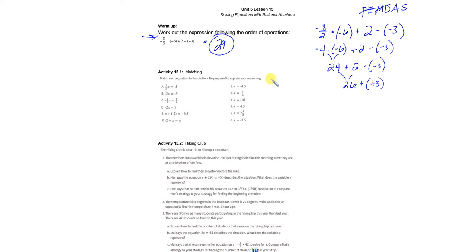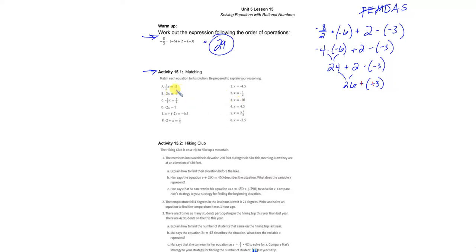Alright guys, this video is designed to help you out with the matching activity here on 15.1. So we're looking at this, and each one of these equations that you have, A, B, C, D, E, F, has a solution that matches over here to the side. So we just have to find out which one matches which. I do not just want arrows pointing over. I would like to see what you did to get the answer.